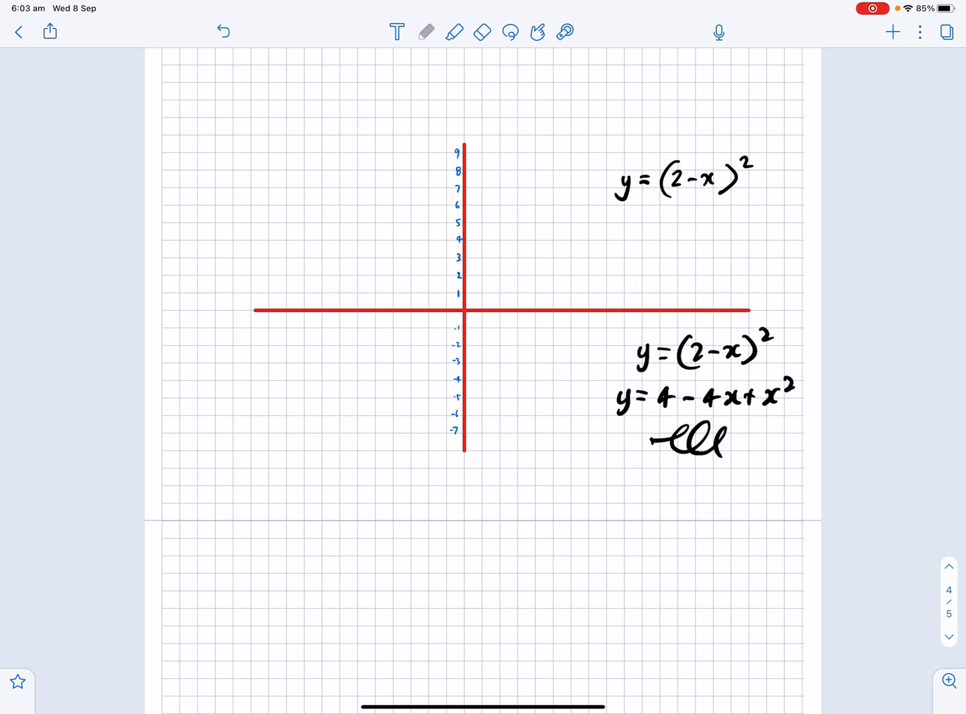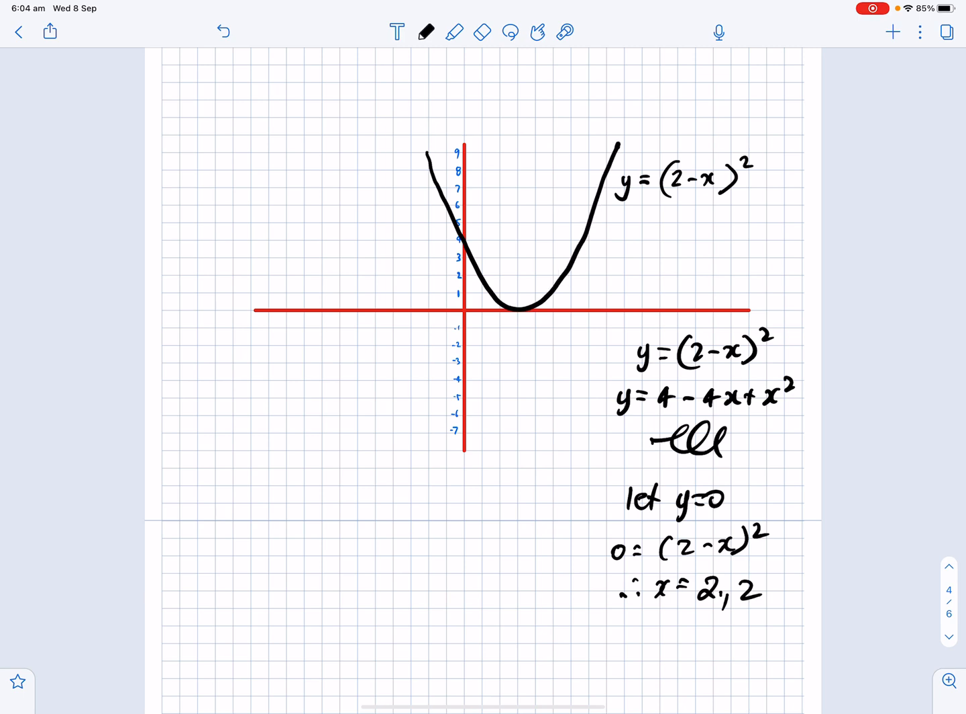And if you were to let y equal to 0, and you solve the equation 0 is equal to 2 minus x all squared, you would end up with x is 2. So now we know it's a positive parabola, well, you get 2 twice, and it touches at 2. In other words, really that parabola there is this. That's the parabola. Okay, so just be careful when it looks like this. That's why I wrote this question up.